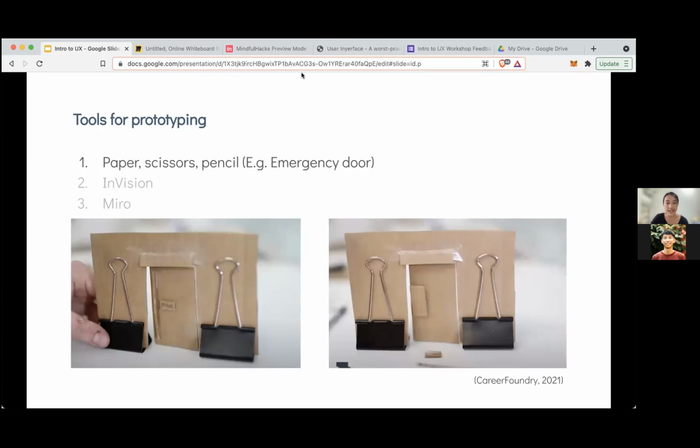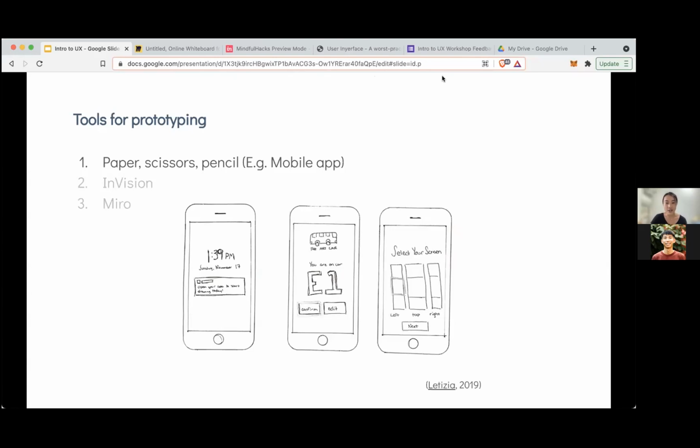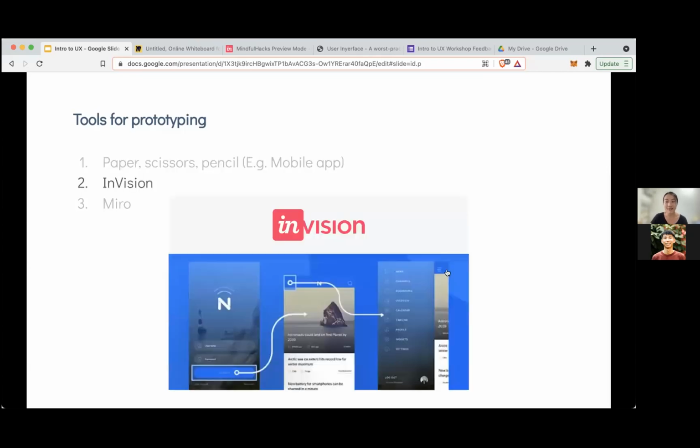So you can see this is how the designer of the door tried to figure out the best way to design the handle. He used cardboard and pin and glue. And then you can even draw your prototype with a pencil or pen. And this is a wireframe prototype I found from Leticia, a designer from San Francisco. In this case, this designer just drew the bus app prototype on paper. So it can be really easy.